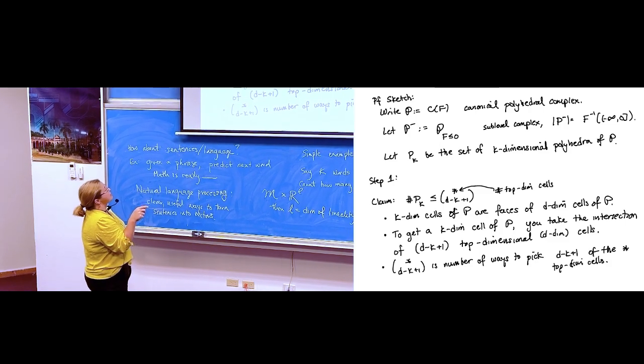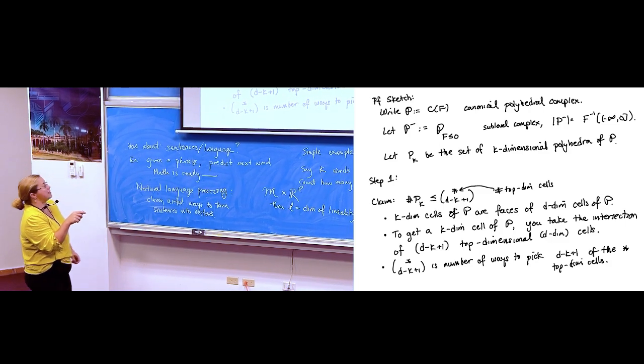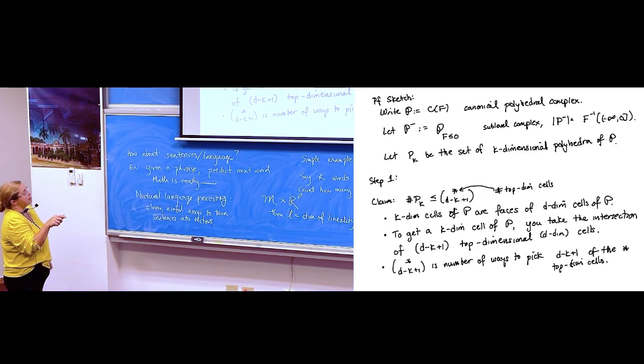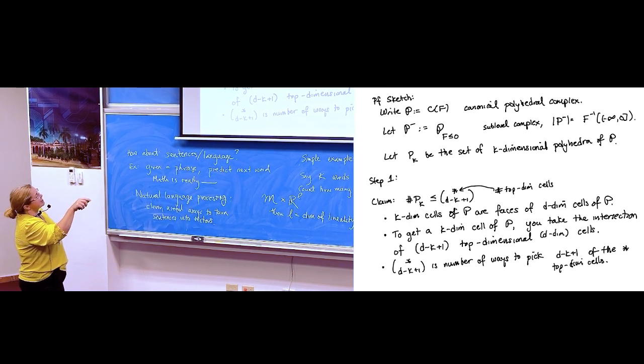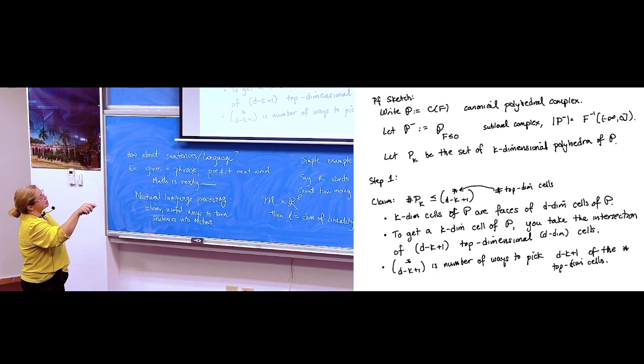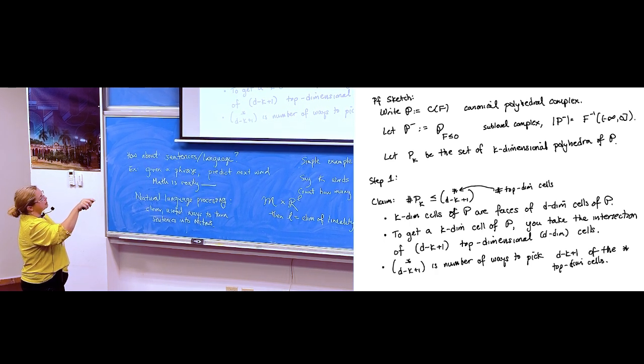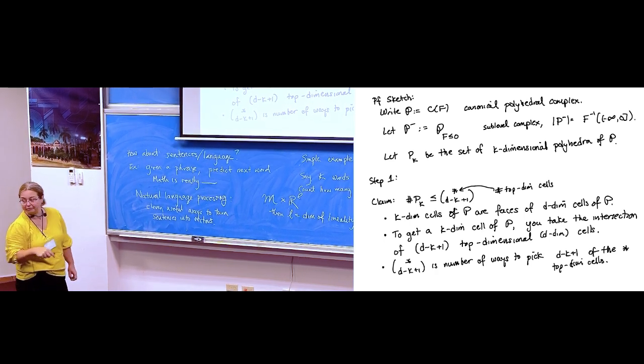Okay, so there's a couple steps. Step 1 is to prove this claim. The number of k-dimensional cells is bounded by something, and that something is the number of top dimensional cells, choose n minus d k plus 1.